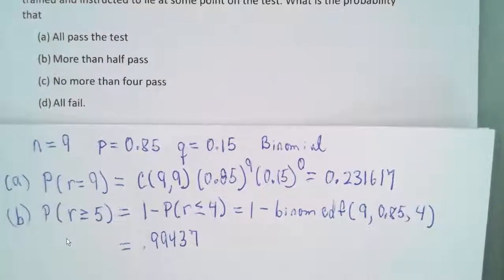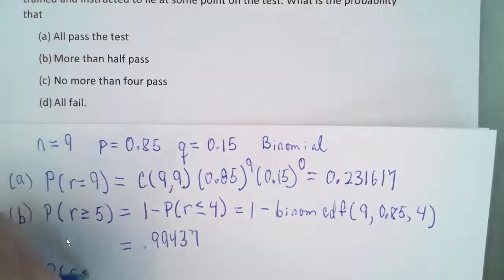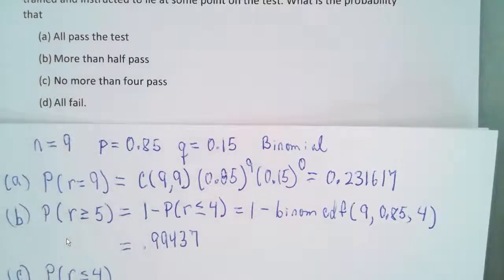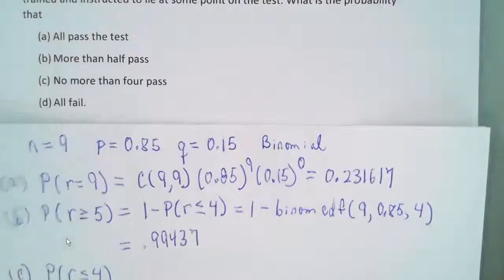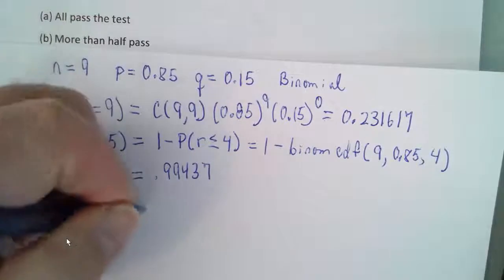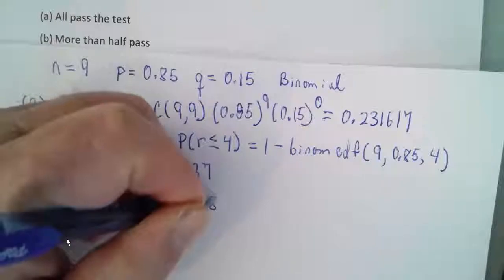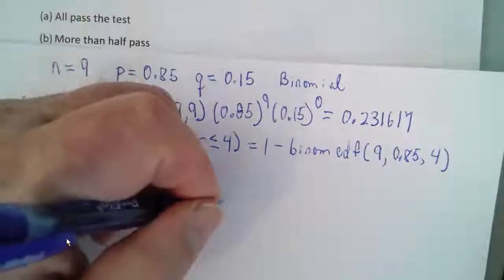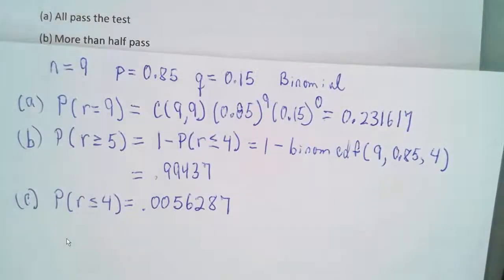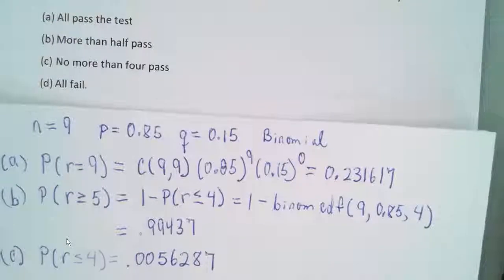All right, third part. What is the probability that no more than 4 pass? Well, if no more than 4 pass, that is saying that less than or equal to 4 pass. Well, that is what we computed last time. And when we ran that on our calculator last time, we got 0.005628 if you round off at that point, and that's the answer for less than or equal to 4 passes. Finally, what's the probability that all fail?